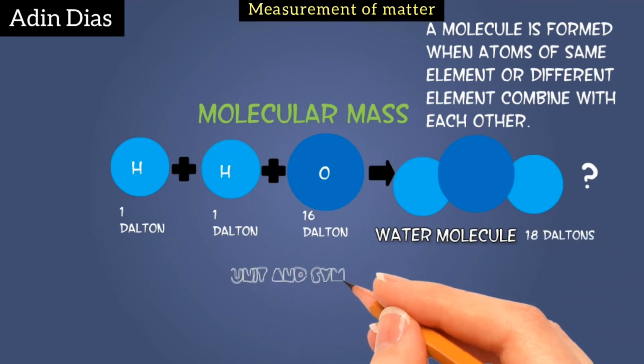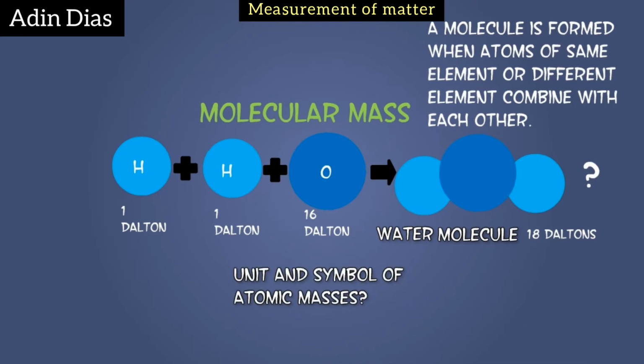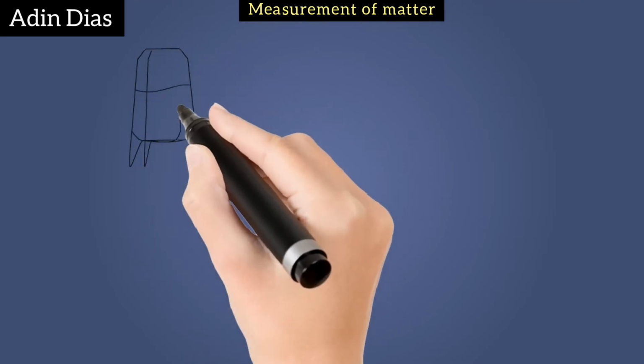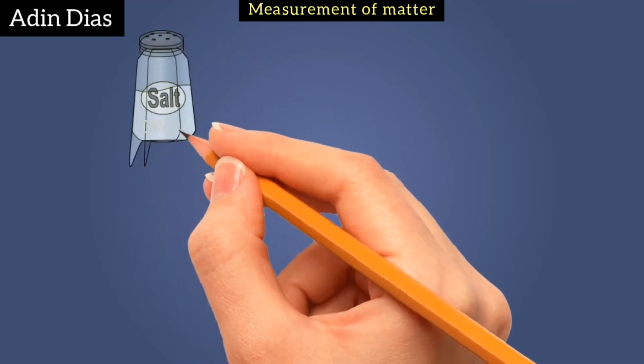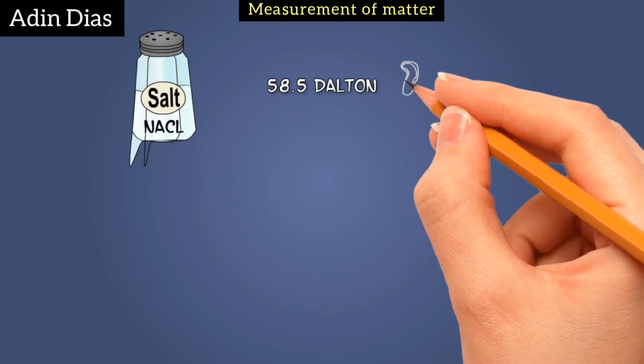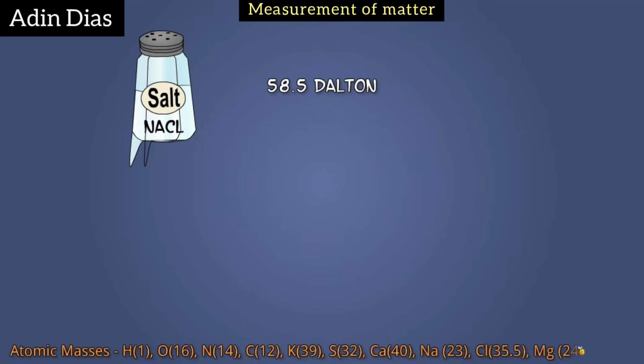Students, tell me in the comments, what are the unit and symbol of atomic mass? Now, let's look at another example. We saw earlier in the video that the mass of sodium chloride is 58.5 Daltons. How did we get it? For this we require these atomic mass numbers. Don't worry, this is already given in your textbook.